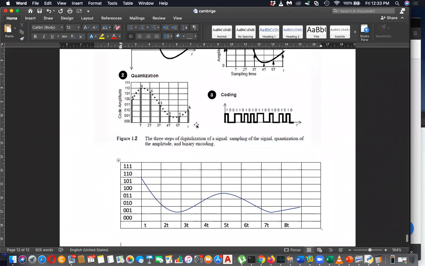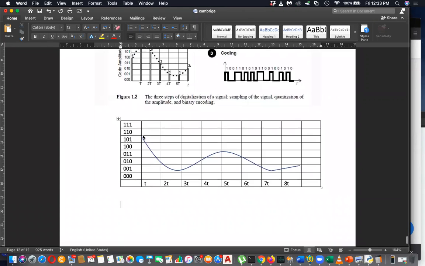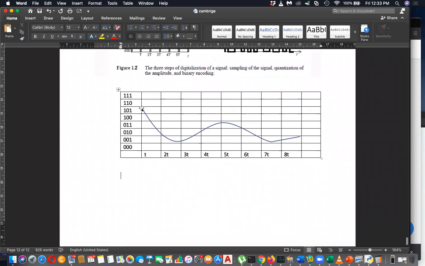Okay, let me help you. The first one is 4, so here this one is 5. 5 you can say 101. That's 2T. In the second T, it is 001. And third, 3T, you can say 010. Take the highest value. Fourth T, it is 011.